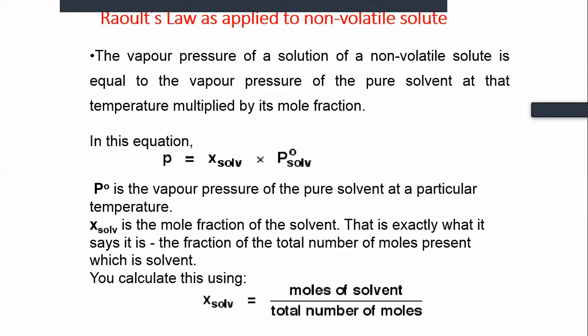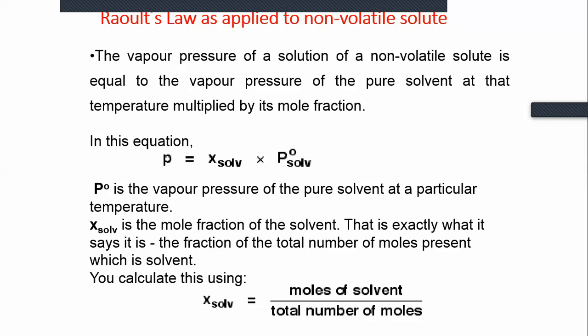The vapor pressure of the solution of a non-volatile solute is equal to the vapor pressure of the pure solvent at that temperature, multiplied by its mole fraction. So you see now that we are looking only at the mole fraction of the solvent, unlike the previous example of two liquids, where both are volatile and both will have vapor pressures.